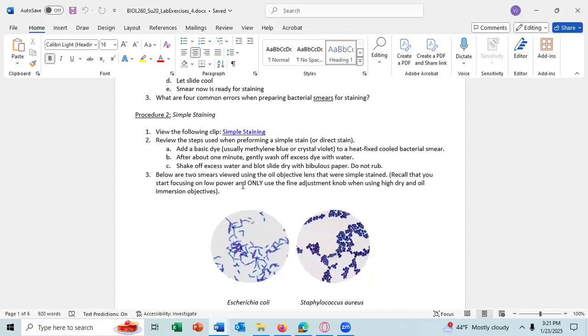Remember, when you're using the microscope, you should always start with low power and only use the fine adjustment knob after you've got the specimen in focus with low power. Then move the specimen to the center of your field of view, go up to the next higher power objective, and repeat that procedure.